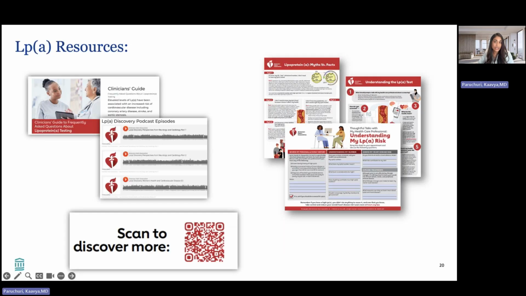For those who are interested in going deeper, the American Heart Association has some excellent practical LPA resources, including clinician guides, patient education tools, and materials to support family cascade screening. The QR code here links directly to those resources and is useful both for clinic workflow development and for guiding patient conversations. LPA can help explain the stroke that doesn't make sense and should change how we think about prevention.